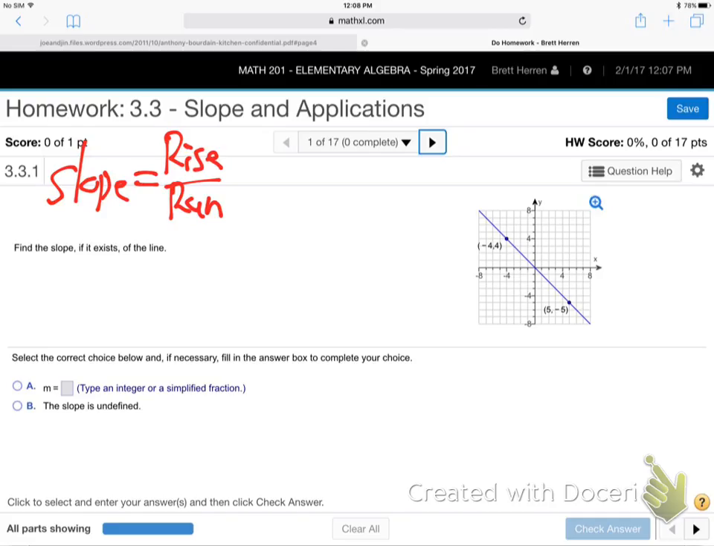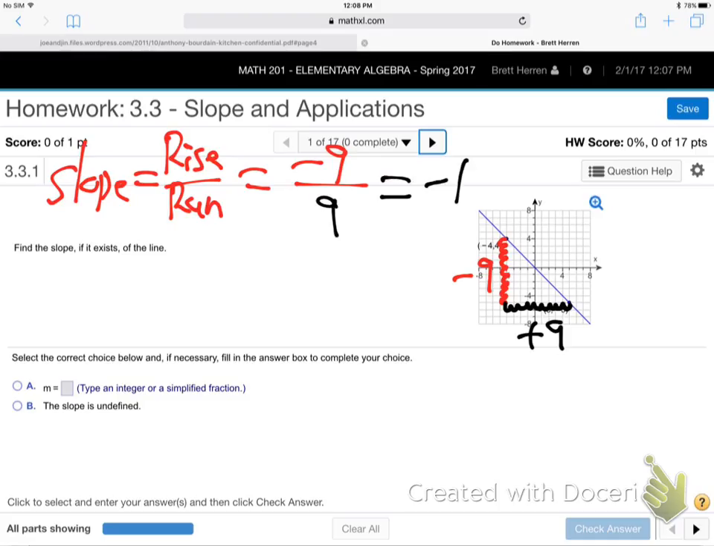If you can see all that, it's kind of tiny. What is it? 1, 2, 3, 4, 5, 6, 7, 8, 9. Is it 9? Yeah, 9. So I went down 9. So the rise is negative because I went down. Down 9. And then how far over? Over 1, 2, 3, 4, 5, 6, 7, 8. Is that 9 also? I kind of lost track. Is that right? So that fraction just becomes -1.